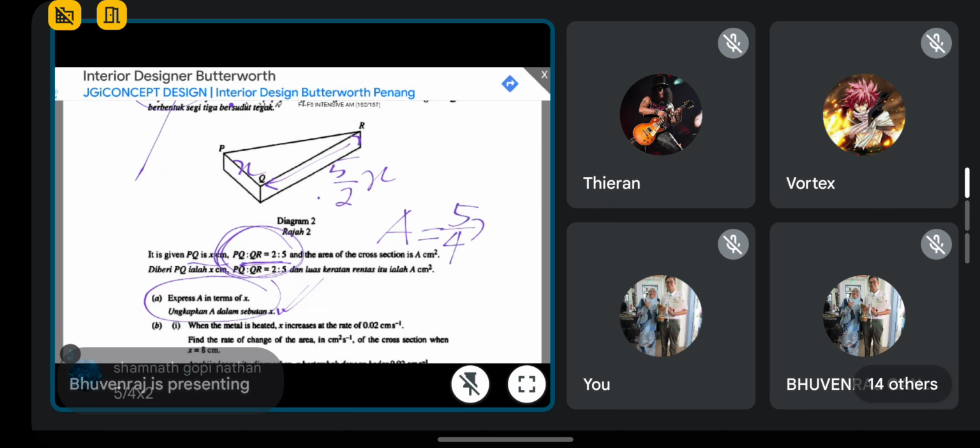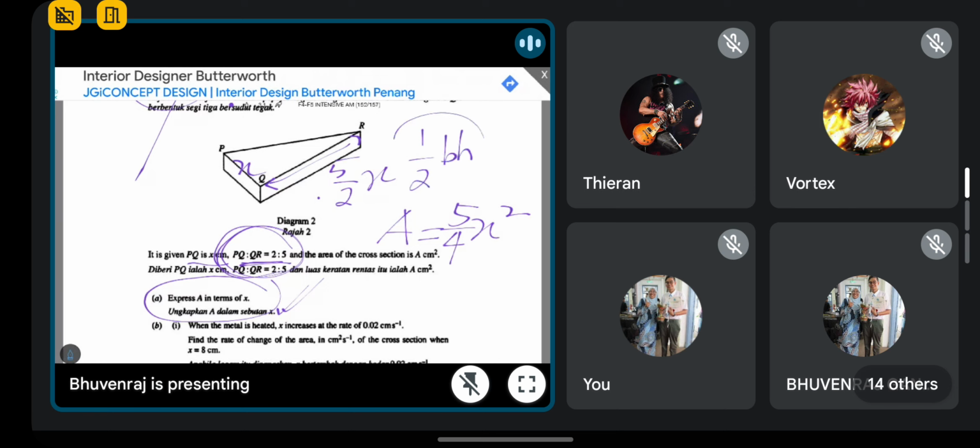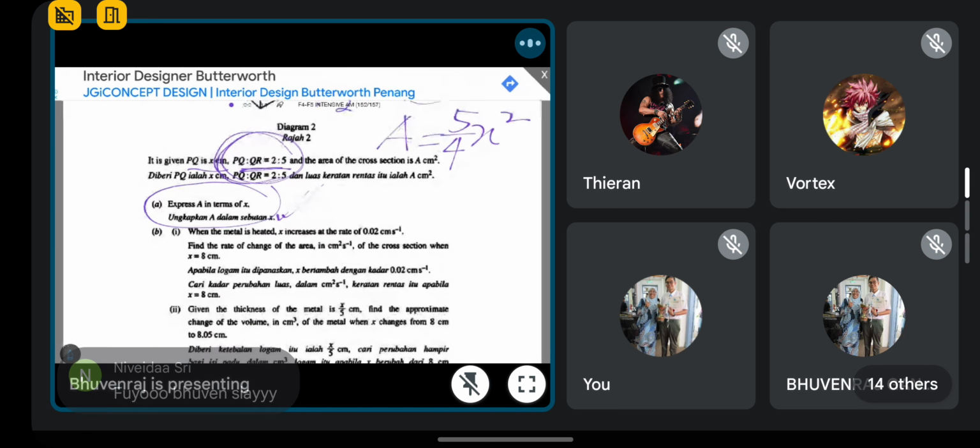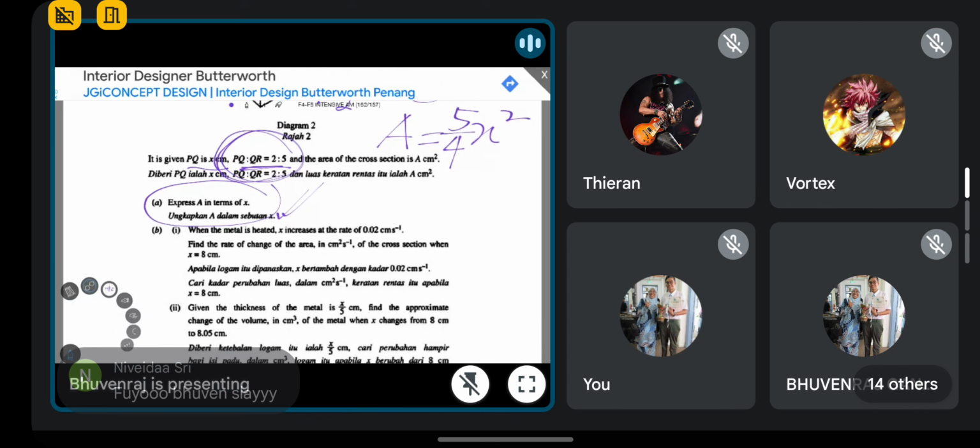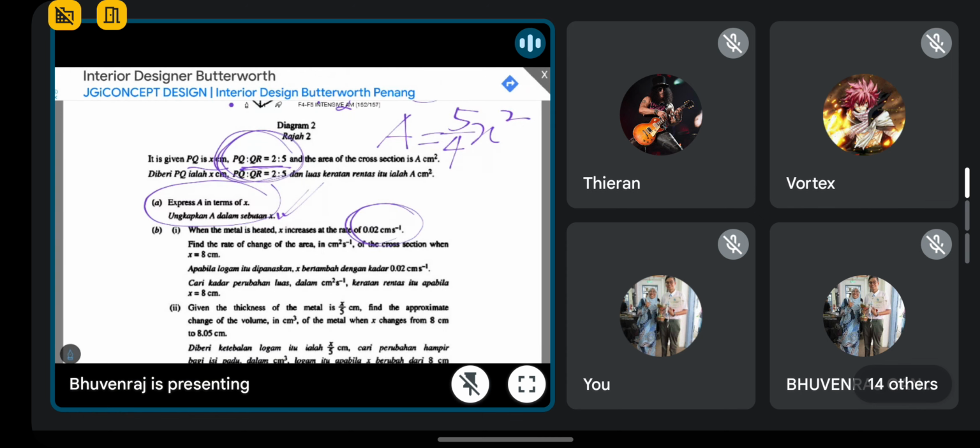First answer. Okay, this one you all can find very easily. Sangat senang. Just use this formula. Settle. Okay, 5 over 2 x times x, squared. Okay, so next part more interesting. B1. Okay, this part. Okay, guys. Can you all tell me 0.02? What is the symbol you all use here? Apa tanda to represent the 0.02.